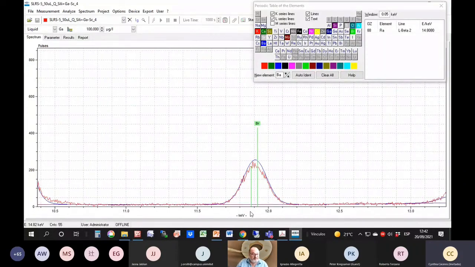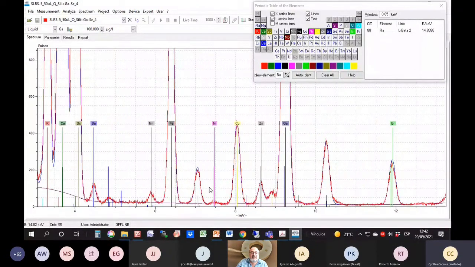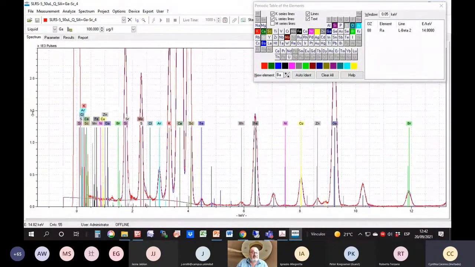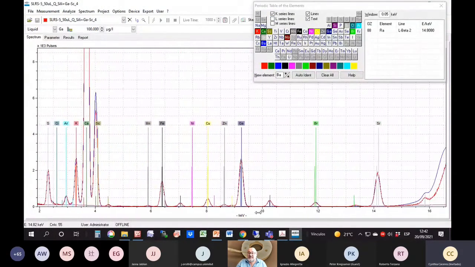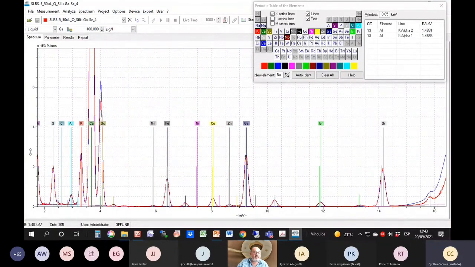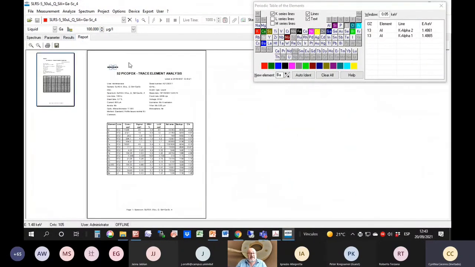Okay, with this quick qualitative characterization, we can directly identify all these elements that you can see in the spectrum, all the elements that are marked in the periodic table. Additionally, since we have introduced the concentration and quantity of our internal standard, we can directly apply it and quantify the results.